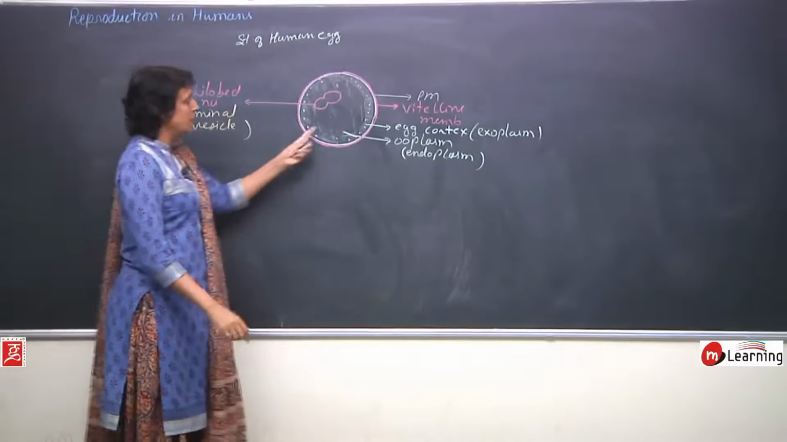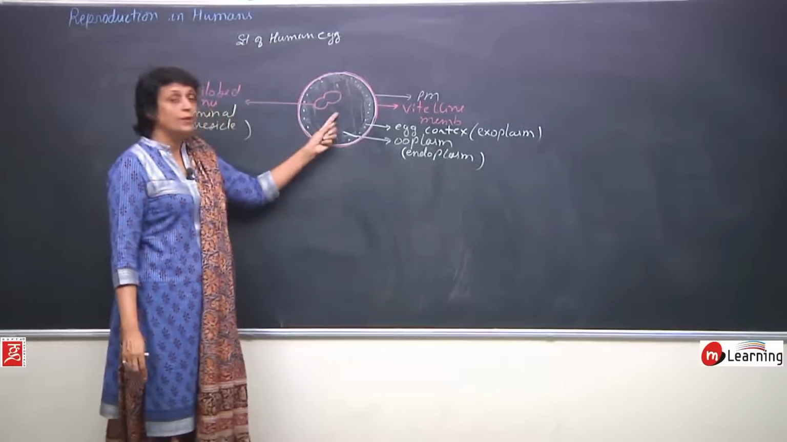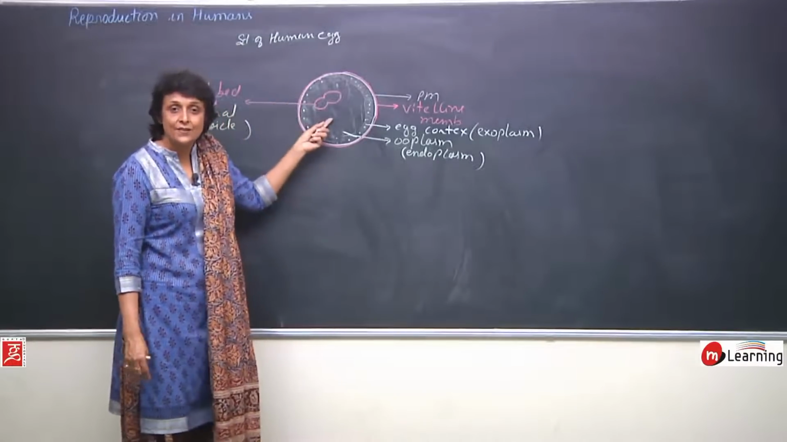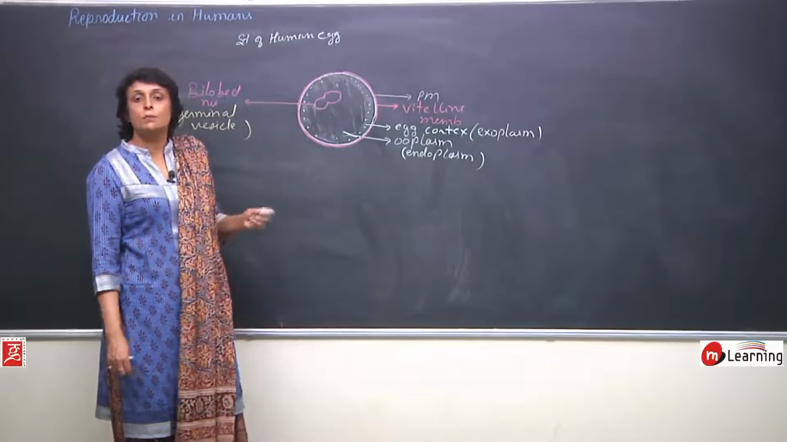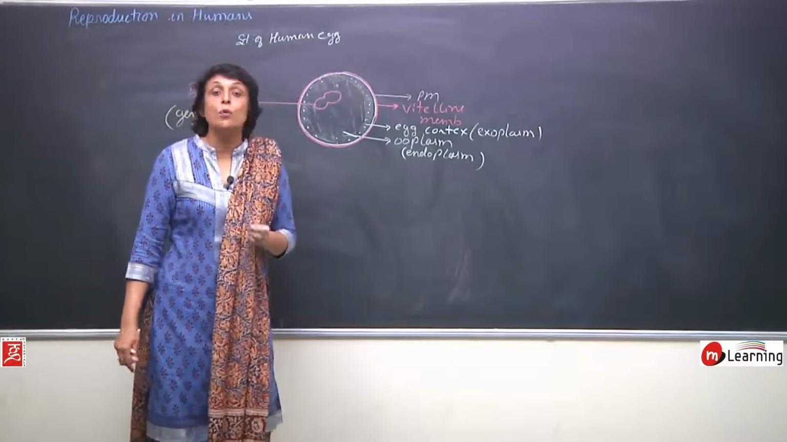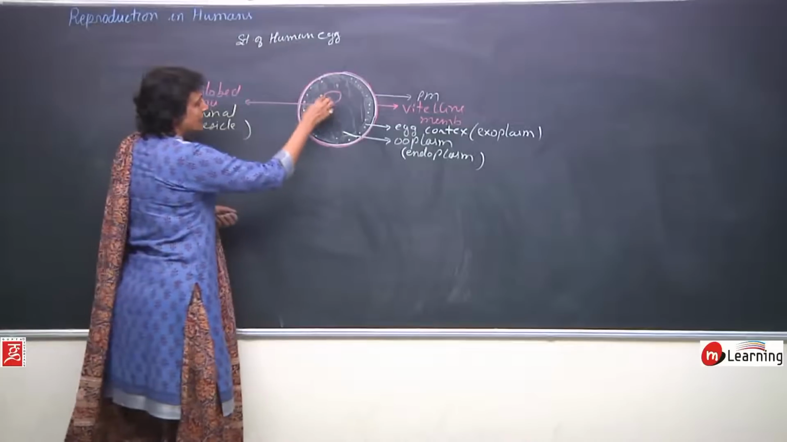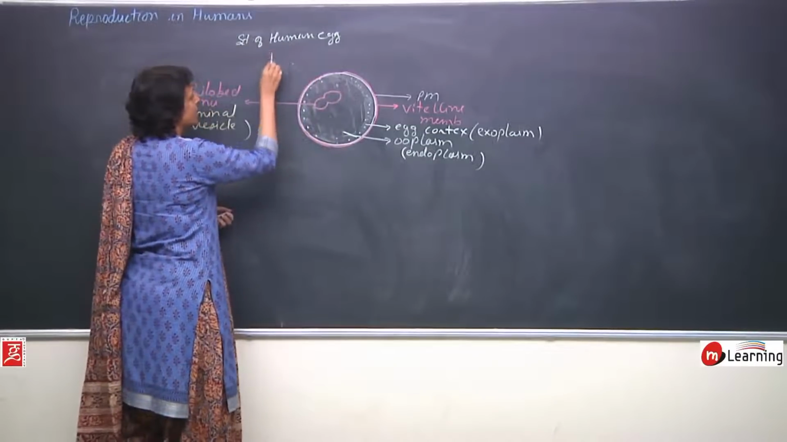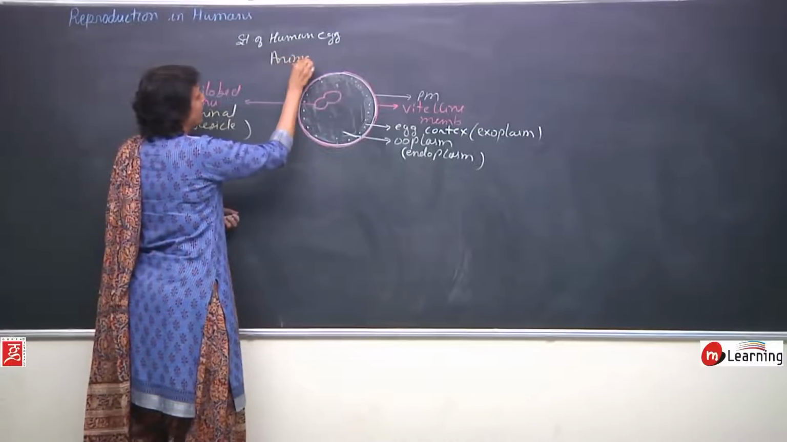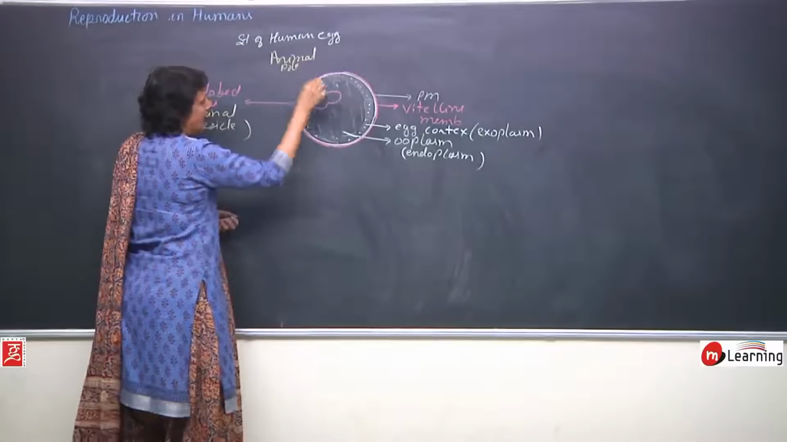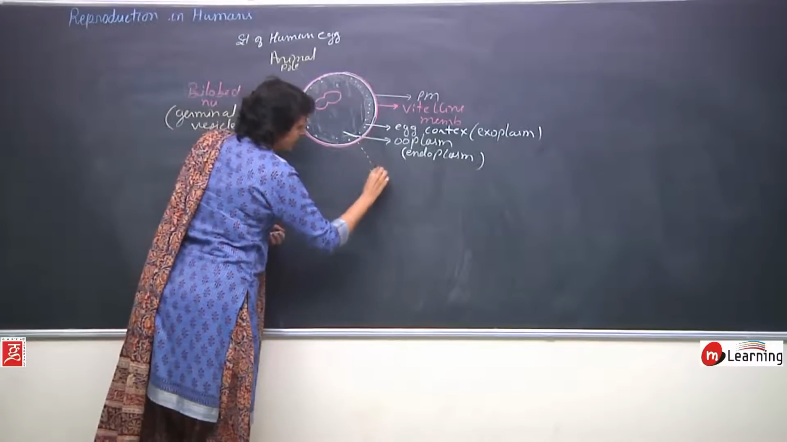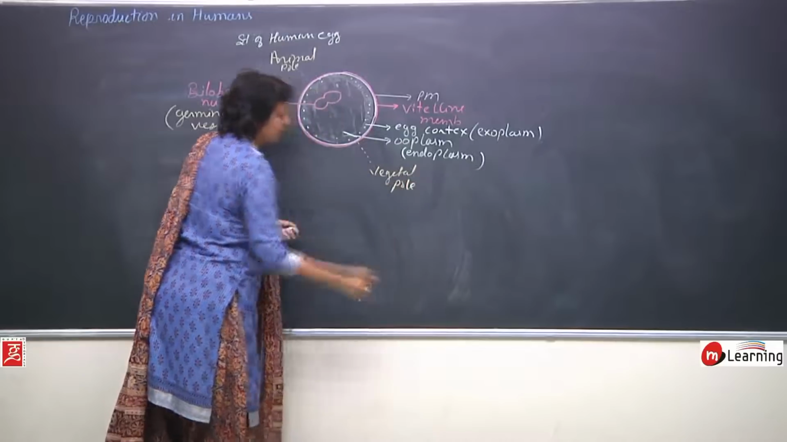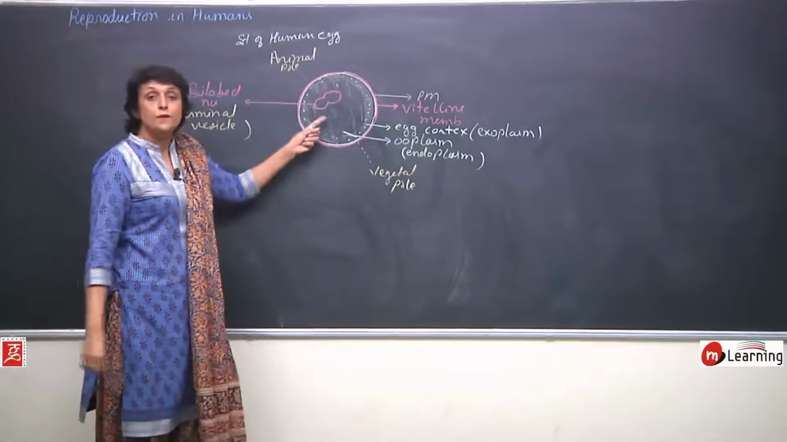And as you can see here, we have not drawn the nucleus in the center. It is slightly towards one side. It is eccentric. This eccentric position gives the egg a polarity. So the side which is towards the nucleus, that means this side, is known as the animal pole, and the opposite side is known as the vegetal pole. This is due to the position of nucleus.